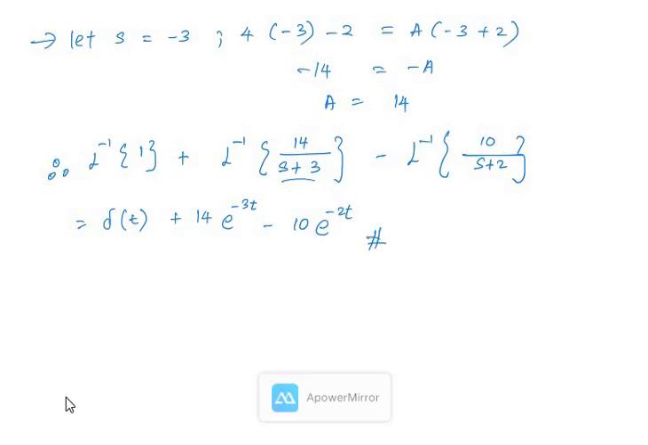So do you understand how to find the inverse Laplace transform using the partial fraction expansion?